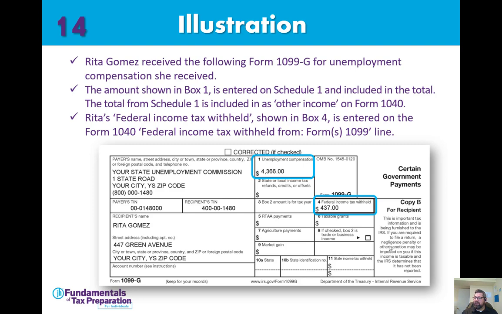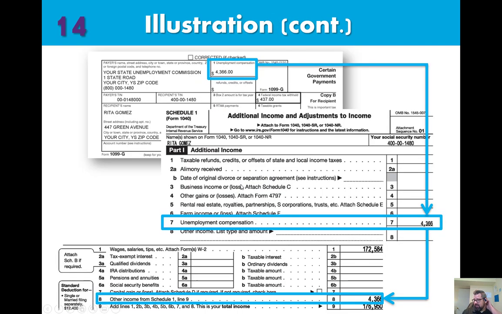So we've got the unemployment compensation listed here, the federal income tax withheld listed here. You also have your state information down here. It also can have repayments and that kind of thing. Those are a lot less common, but they are out there. This shows where it goes on the Schedule 1, and then it flows onto the 1040 form. We're not going to worry about that because Profiler does it for us.